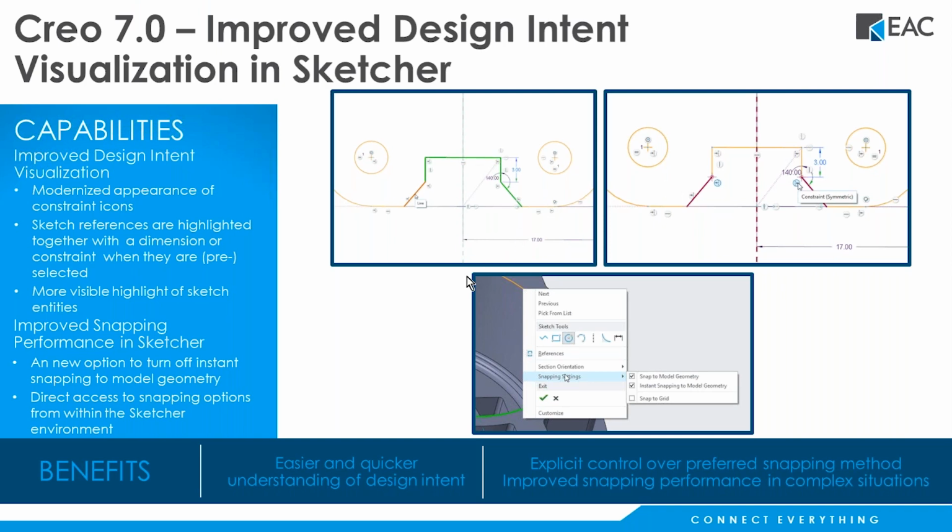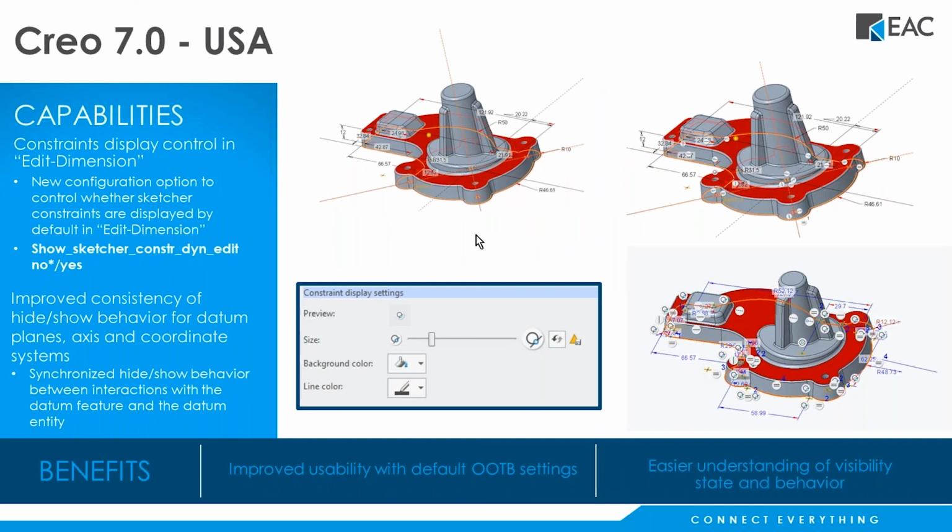Let's talk about another thing that's been added to the config, which is the ability, when I go in and modify the sketch and change the dimensions, to also bring along the constraints, as we see over here on the right. So I can see the constraints.